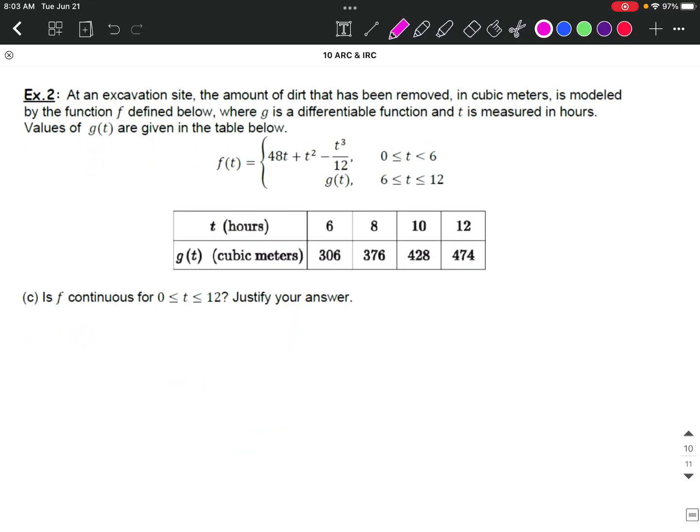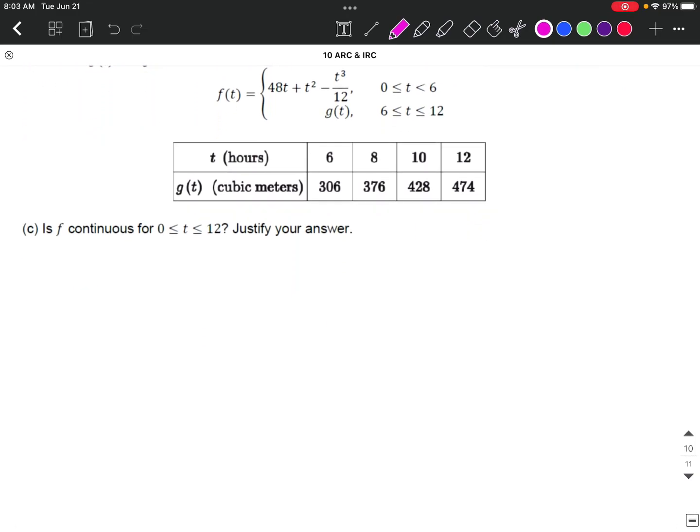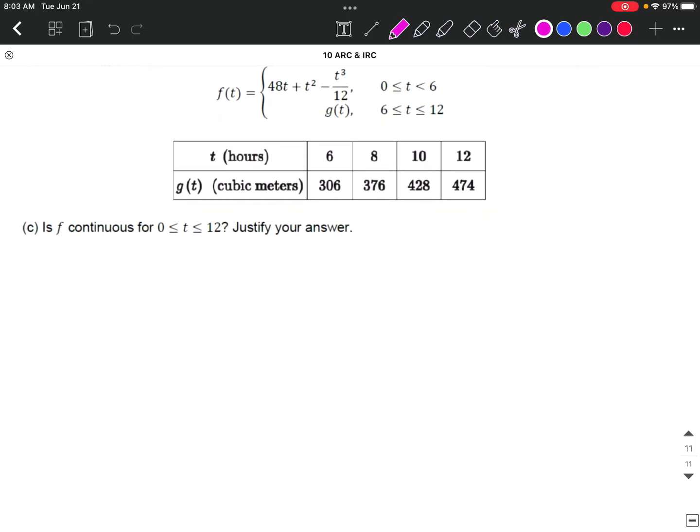Okay, same problem situation, only this time: is f continuous? Now here's the thing, before we get started, f is in two pieces. If you look at the top piece, from 0 to 6, f is continuous on that piece because it's a cubic function, continuous since it is a polynomial function.